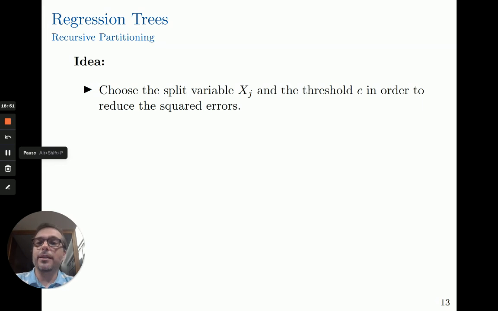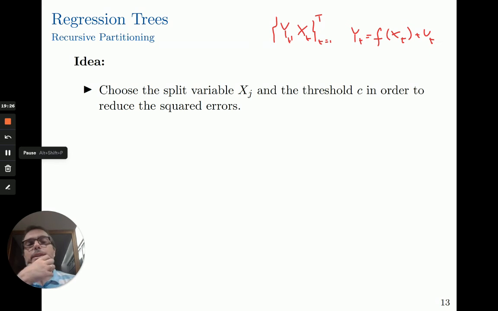So, what's the idea? We choose a split variable xj and a threshold c, and we want this threshold to decrease the sum of squared error. So imagine that we have data, y's and x's, t equal to 1 to capital T. So this is our data. And we write a model like this. And we want to construct a model that has the smallest error possible.